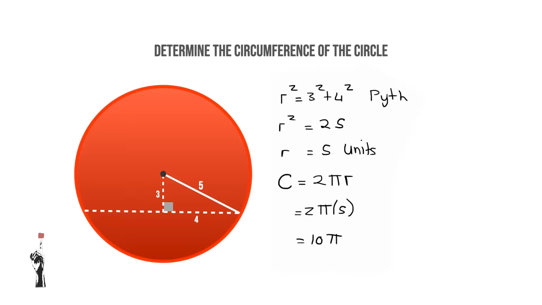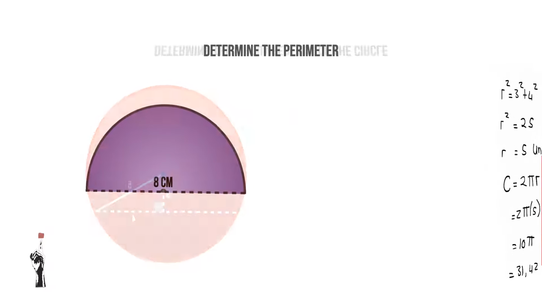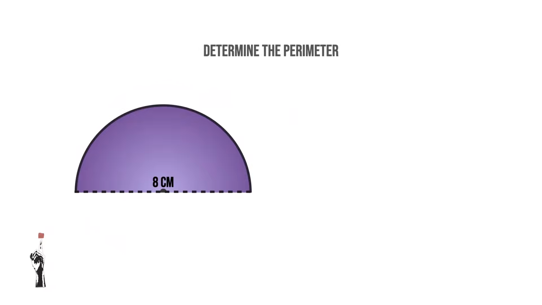If I type this in on my calculator, I once again find a rounded off answer of 31.42 units. Always remember to write your units. Now we need to determine the perimeter of a semicircle. That means only the solid line. Why then is there a dotted line?